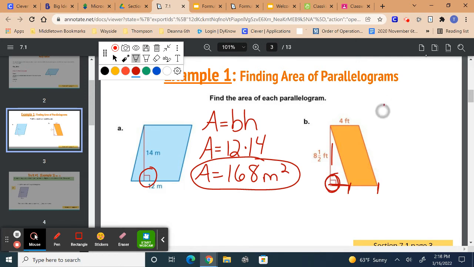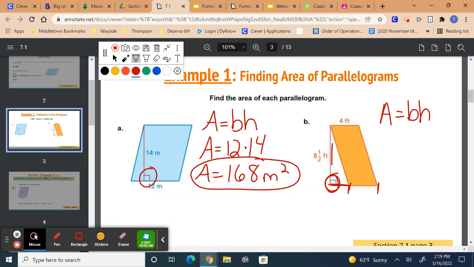Go ahead, Aiden. A equals B times H. Very good. Okay, I want to see if you can figure it out. What's your base? Joey. 4. It is 4. How'd you figure out 4? Because it's the same on the top as it is on the bottom. Very good.